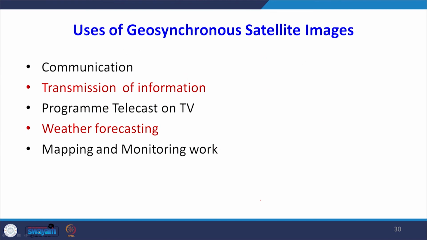So, what are the uses of these images? You can see communication, a very big use, then the transmission of the information, program telecast on the television. We can use them for weather forecasting, for mapping and monitoring work of the large area, and particularly the disaster related activities which are to be monitored continuously. So, there are various uses of the data from these geosynchronous satellites as well.